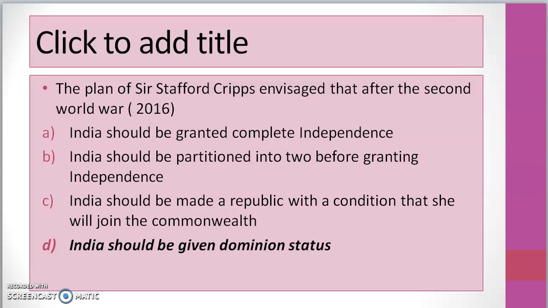You can cover it from any basic textbook that you have been following, and you should also remember that this was objected to by Congress as well as the Muslim League. Okay.